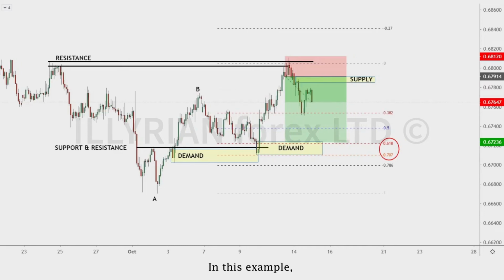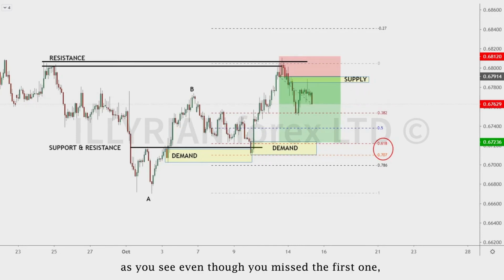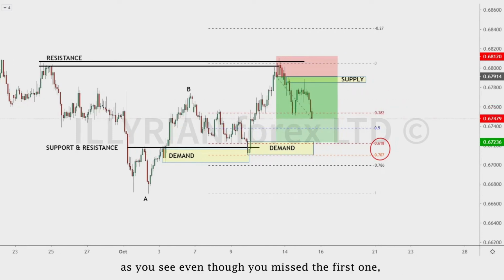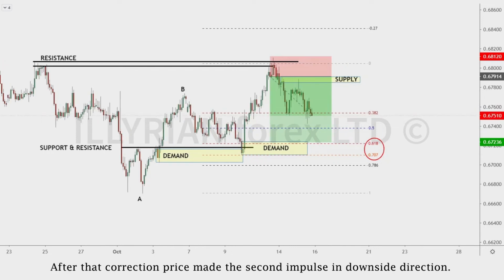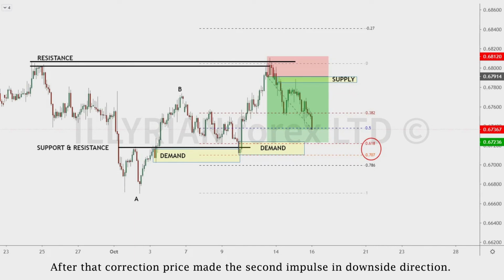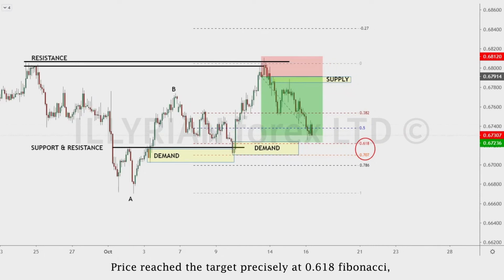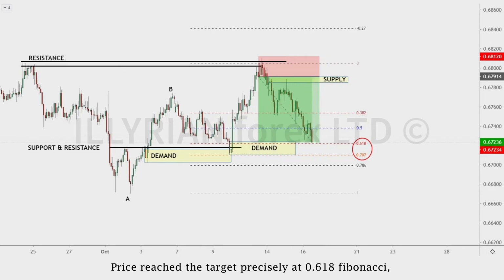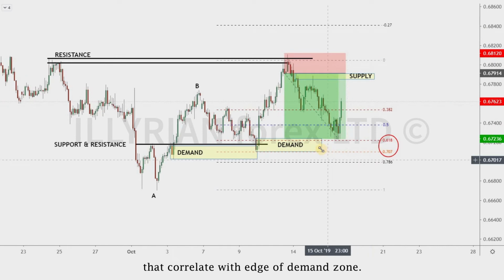In this example, price pulled back at a supply zone that was near our entry. As you see, even though you missed the first one, the market offered you the same opportunity again. After that correction, price made the second impulse in the downside direction. Price reached the target precisely at 0.618 Fibonacci, which correlates with the edge of the demand zone.